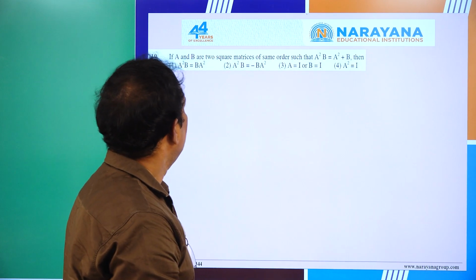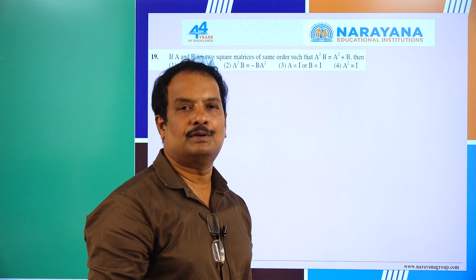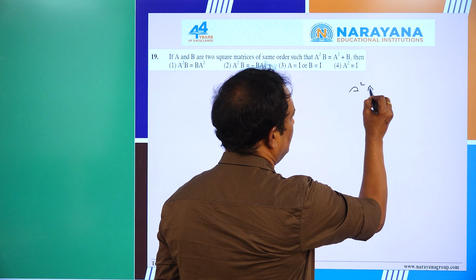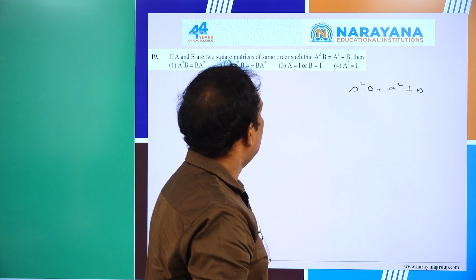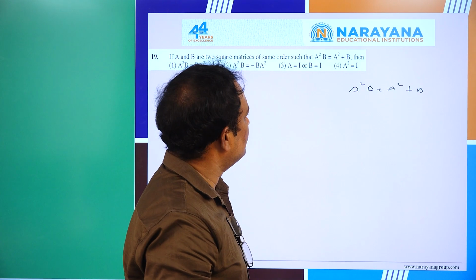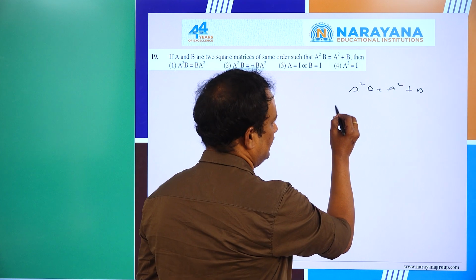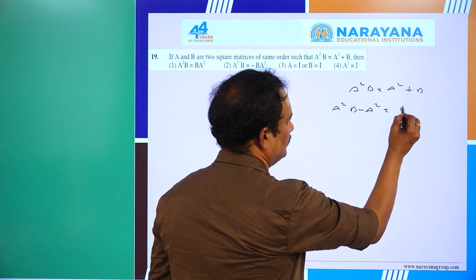In this case, A and B are two square matrices of the same order, such that A square B equal to A square plus B. So this is given, A square B equal to A square plus B. Now using this, we should find out whether the first, second, third or fourth option is correct here. So A square B equal to A square plus B means I can bring the A square to this side, so A square B minus A square equal to B there.